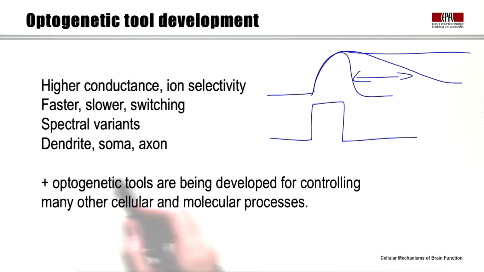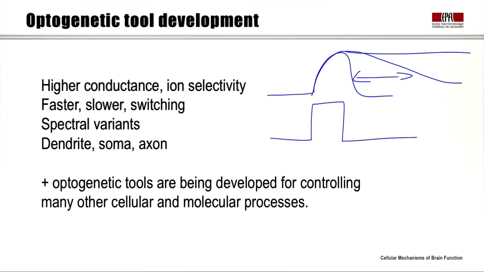One can also imagine targeting the channel rhodopsins or other optogenetic activators to different neuronal compartments or subcellular compartments that might all provide interesting information about how neurons function. Finally, we've been discussing optogenetic tools for changing membrane potential, but there are many other cellular and molecular processes that are open to optogenetic actuators, including gene expression, synaptic transmission, and a whole variety of other signaling pathways within neurons and cells in general.